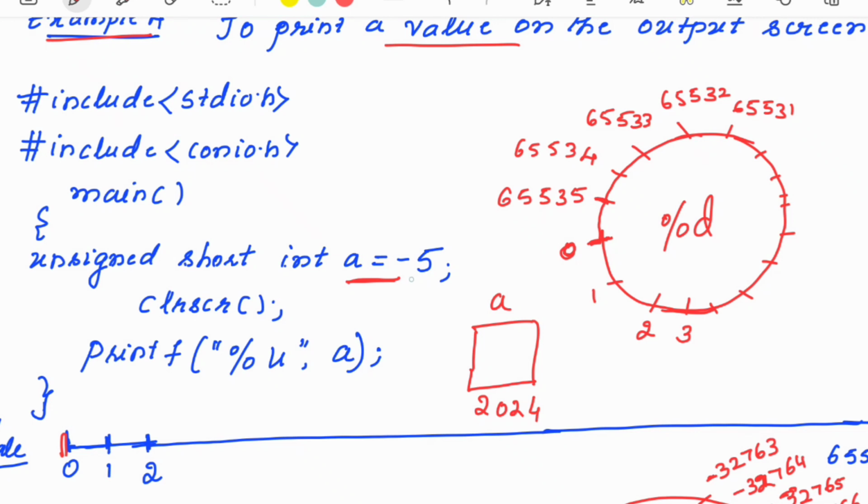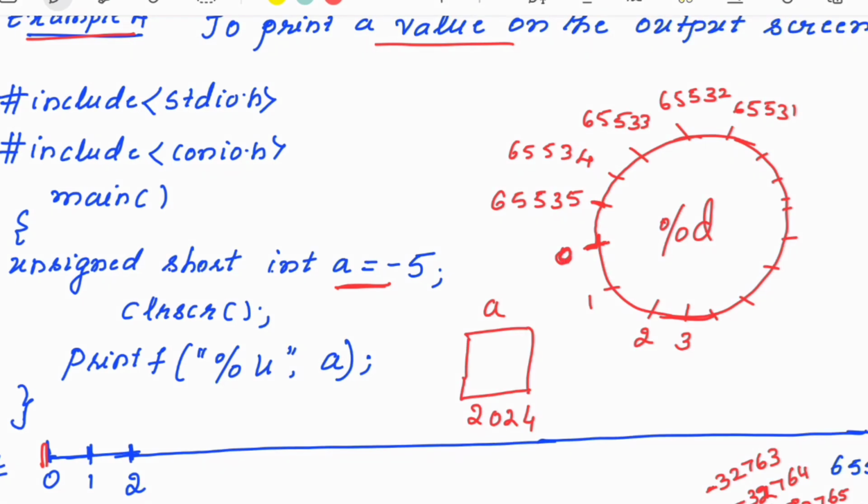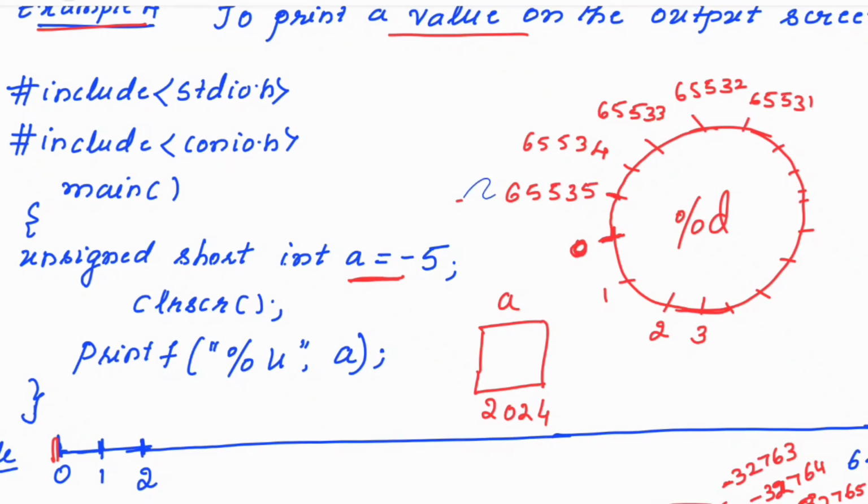You have given a negative value, but still what exactly happens is that whatever number is present here is 0. After 0, this number becomes -1, this becomes -2, this becomes -3, this is -4 and this is -5. The value assigned is -5. Now for this -5, what is the equivalent number? 65,531. So the 65,531 value is stored here in the memory location.